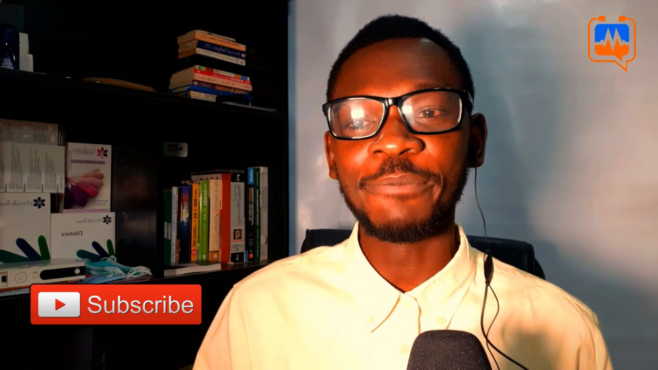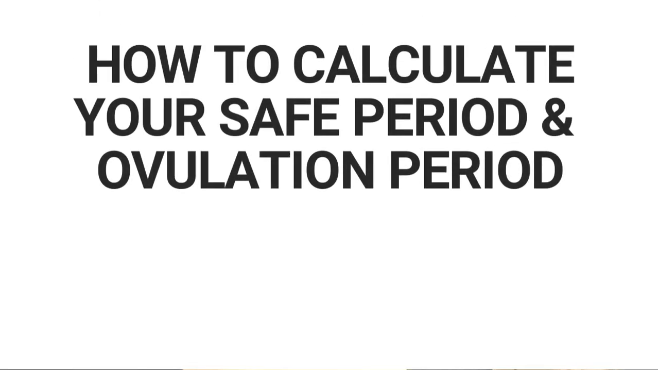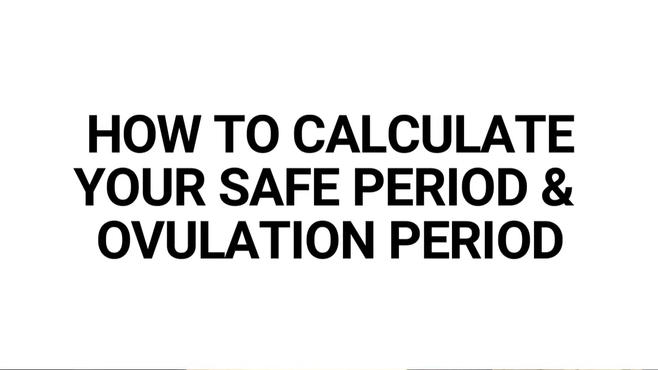Calculating your safe period and using it to either prevent pregnancy or to get pregnant is powerful. It is powerful because it is free, it is readily available, you carry it everywhere you go, and there are no side effects. Apart from that, it is very effective if properly calculated and properly applied. But many people get confused on how to calculate their safe period or their ovulation period and how to apply. So in this video, I will be showing you a very simple method you can achieve this.